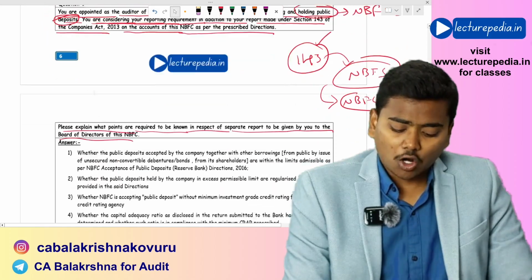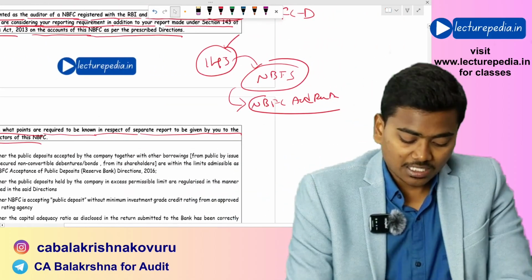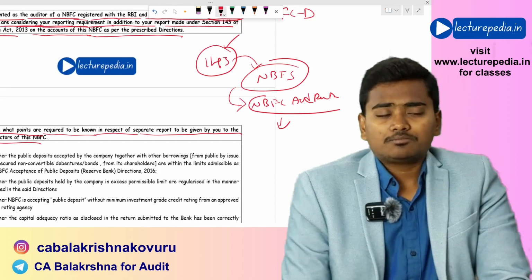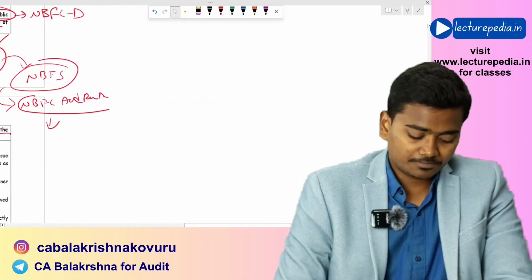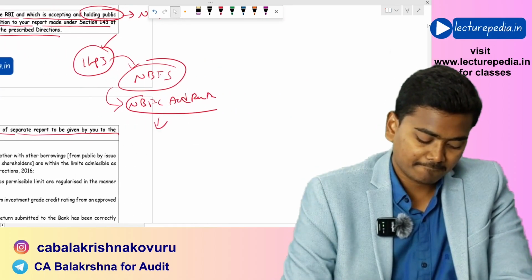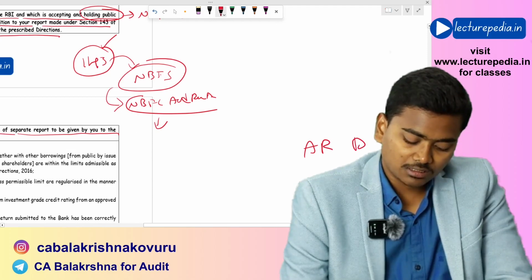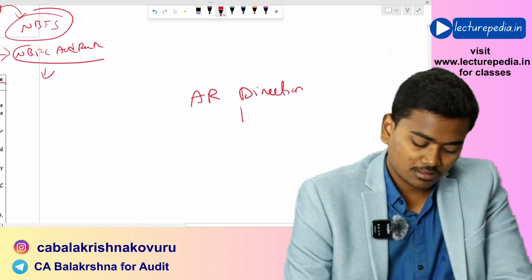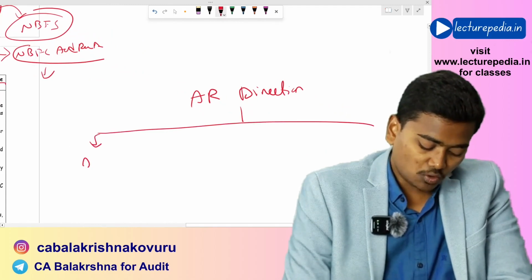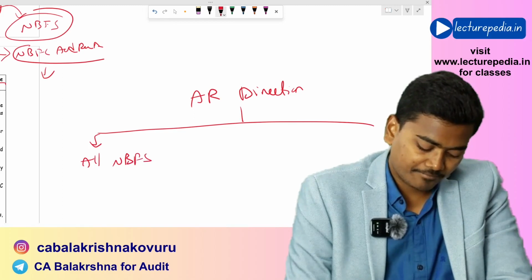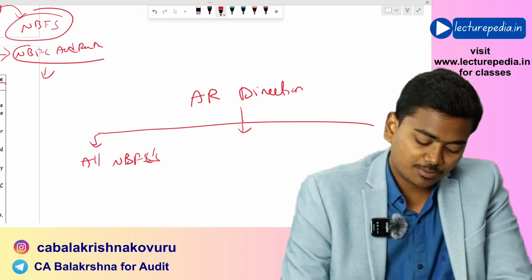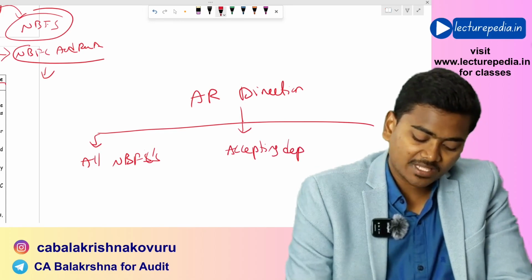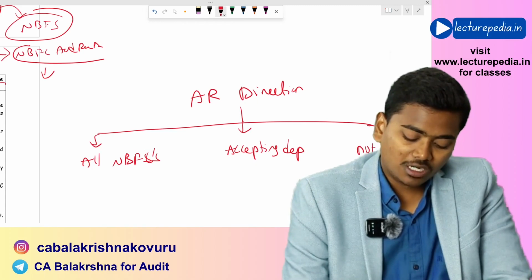Now, in the auditors report directions, there are three bifurcations. Let me tell you, in the auditors report directions, directions are given with respect to all NBFCs, with respect to NBFCs accepting deposits, and with respect to NBFCs not accepting deposits.